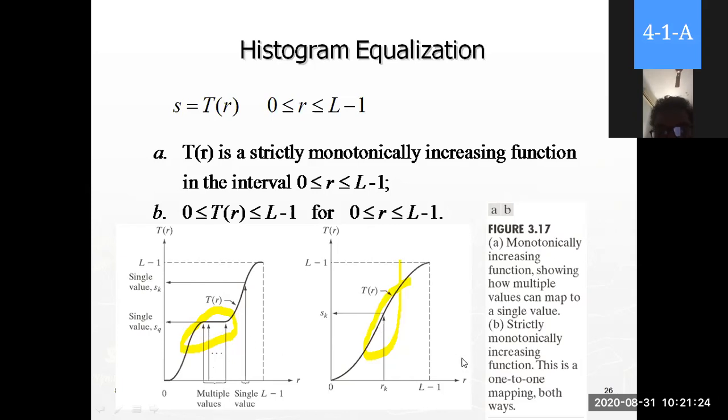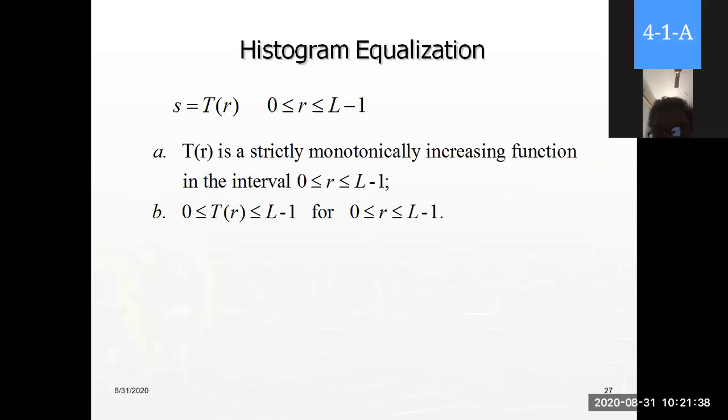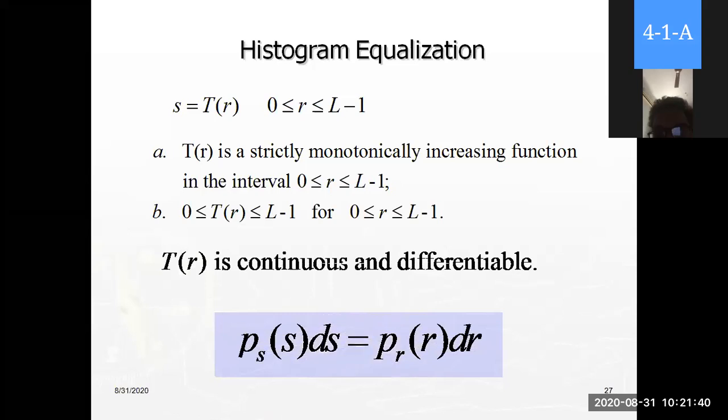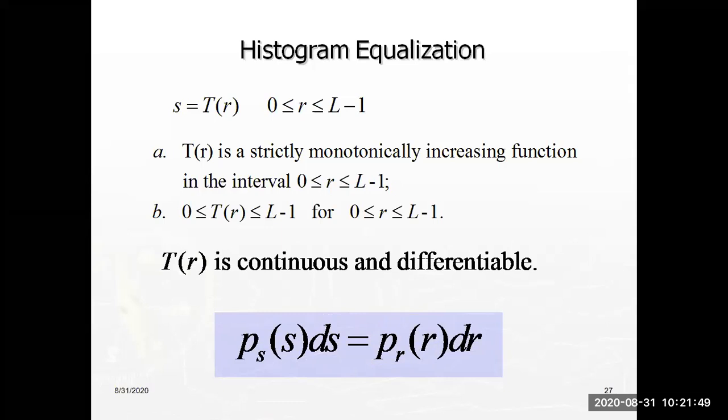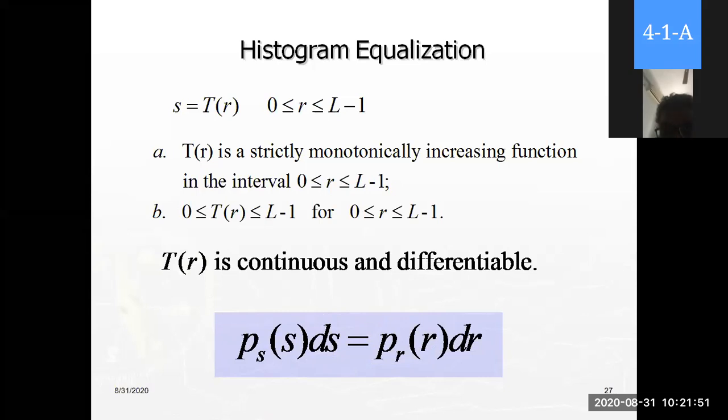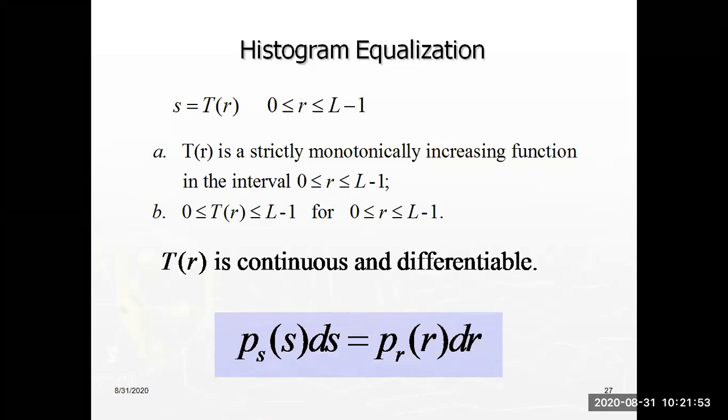But the second one is a strictly monotonically increasing function. This is a one-to-one mapping. So here it is multiple to one, but there it is one-to-one mapping. These two are the main transformation functions for histogram equalization. And P of R is a strictly monotonically increasing function, and it is continuous and differentiable. So how are we forming the differential function?